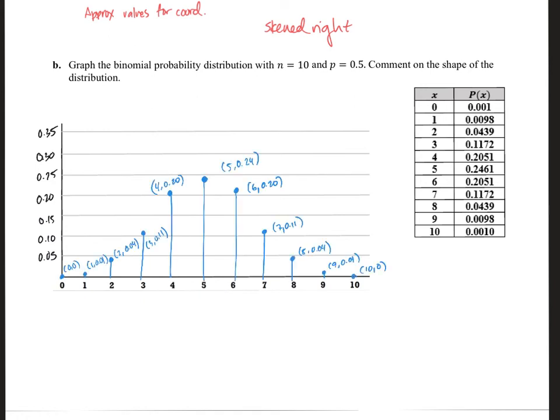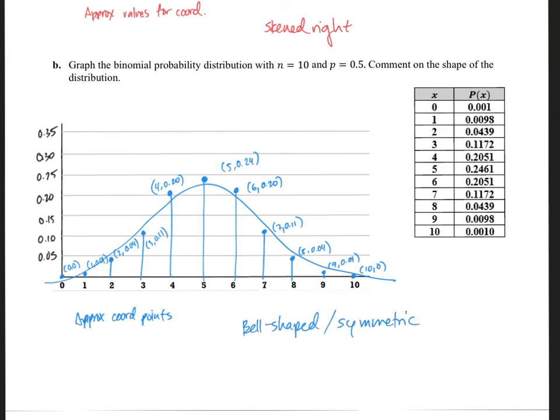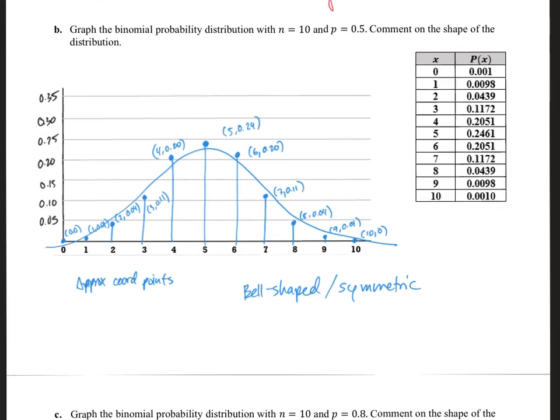Graphing all of these values, once again, I approximated them and wrote their values out. Now let's take a look at the shape of this graph. It looks pretty symmetric and bell-shaped. So we would say bell-shaped, symmetric.